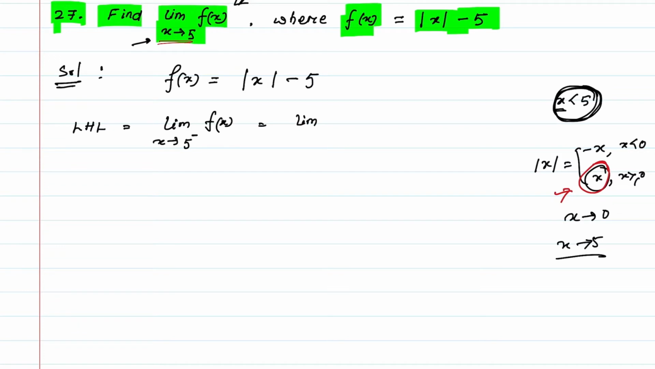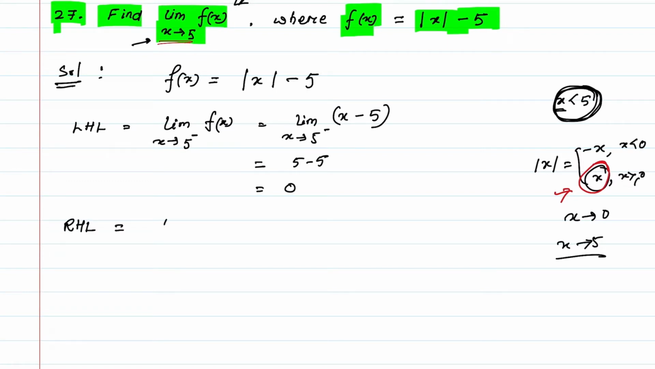Okay, in this case, so here limit x tends to 5 negative, here we are going to take x minus 5. Okay, so then its value will be 5 minus 5, then it will be 0. Okay, now let us find the right hand limit.